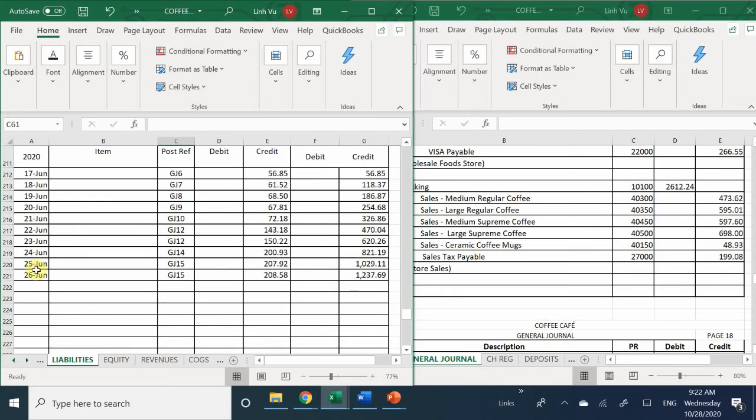Sales tax payable. Total sales tax payable of $1,436.77. Good.